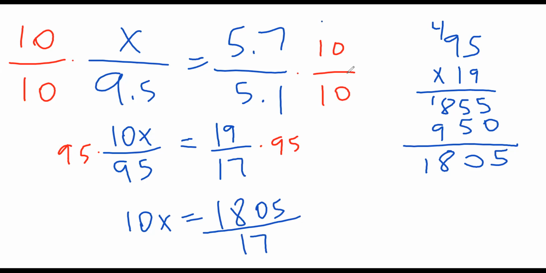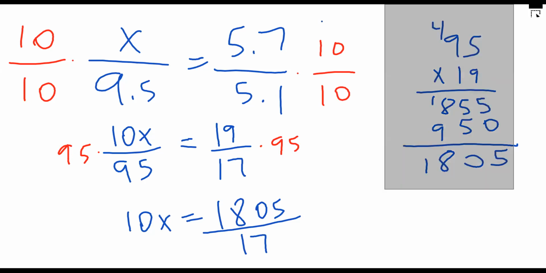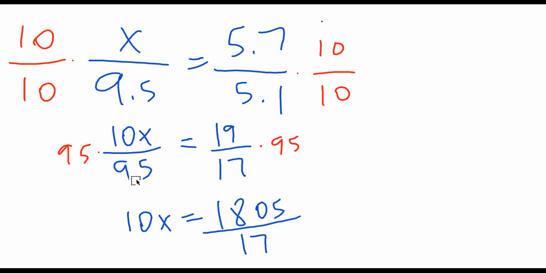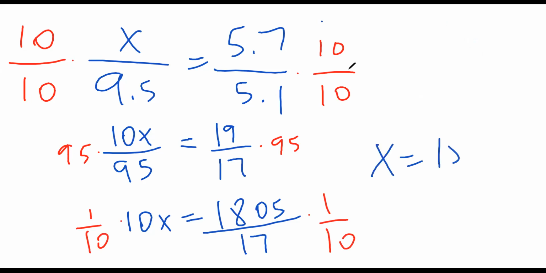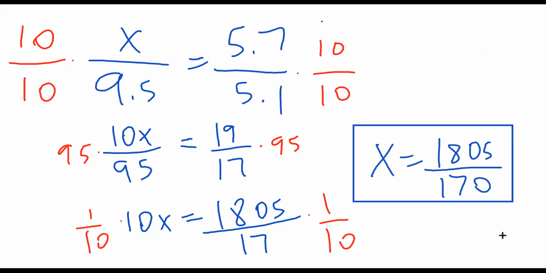Which again may not be anything inspiring. It may not be anything magical, but that's okay. Sometimes you can't avoid it. The last thing we'll do, we'll divide or multiply both sides by 1/10 so that we can get x completely all by itself. You're going to end up with x equals 1805 divided by 170. And we're going to go ahead and leave it in fractional form.